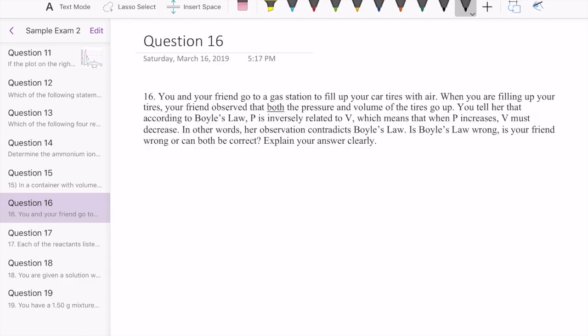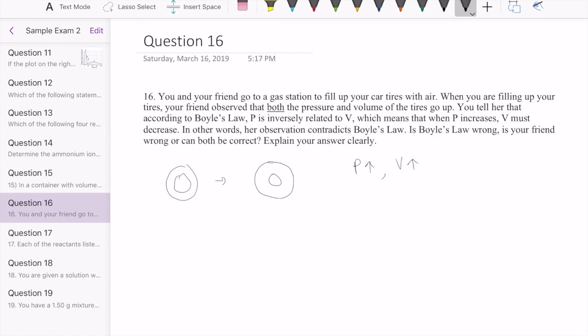Okay, let's take a look at sample exam 2, Chem 11, number 16. This question gives you a scenario and asks you to explain why they're correct or why they're wrong. So the scenario is that you and your friend go to a gas station to fill up your tires with air. And when you're filling it up, your friend said that both the pressure and the volume of the gas in the tires is going up. So that means P goes up and V also goes up along with it.